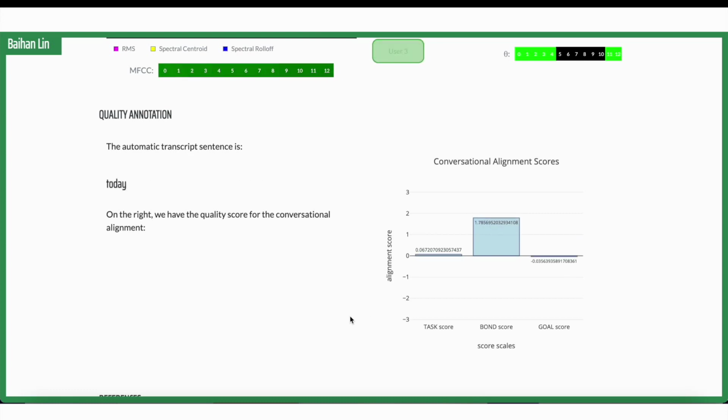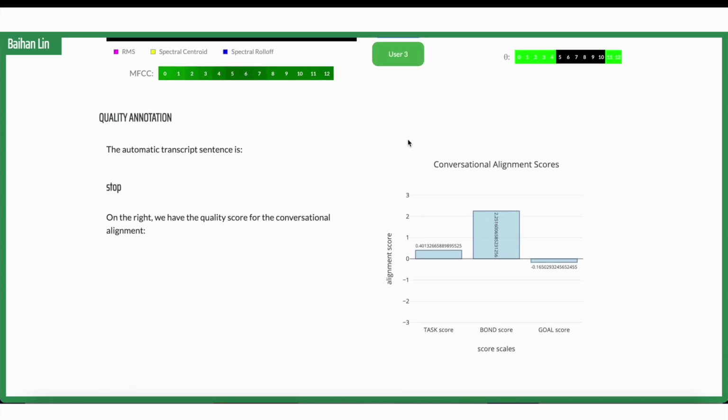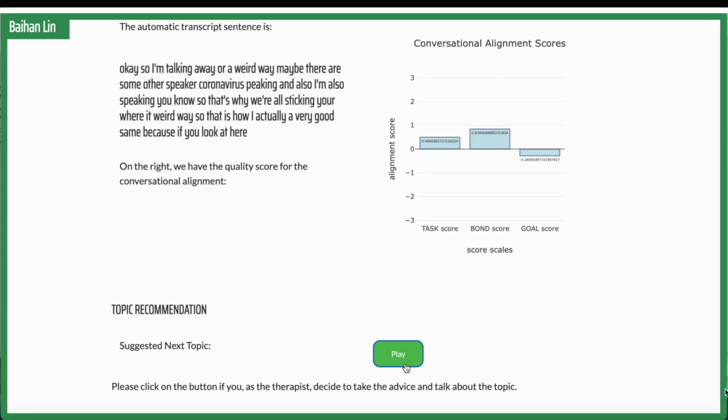Simultaneously, the alliance score in the task scale is being computed and visualized on the right in the bar chart. You can see that when we say different things, it can vary up and down, and that's quite interesting. Our last part consists of our recommendations.